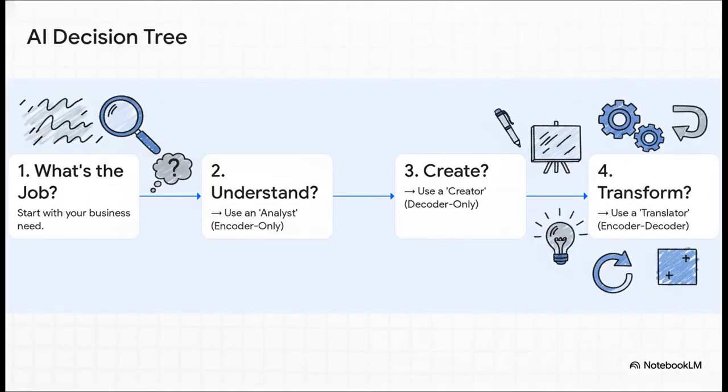And this brings us to the most important point, the key takeaway, this simple decision tree. Always start with your business need. Do you need to understand something you already have? Get an analyst. Do you need to create something new? You need a creator. And if you need to transform something from A to B, well, that's a job for a translator. It really is that straightforward.